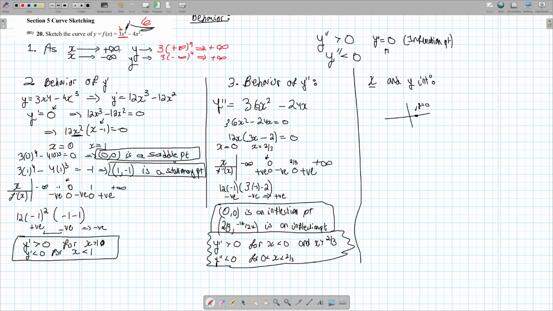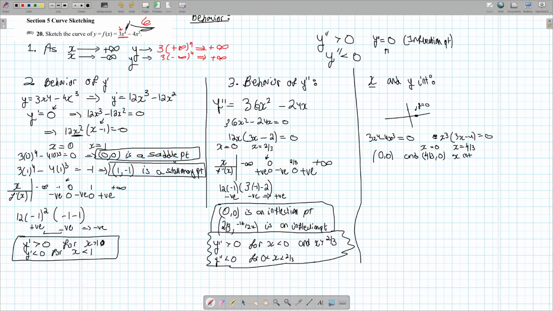Y equals 0. So you take the original y, which is 3x to the power 4, right? Minus 4x cubed. We equate it to 0. How would you solve this? Factor out x cubed. You would have 3x minus 4 equals 0. You get two x-intercepts. X equals 0 and x is equal to 4 over 3. Okay? So we have two x-intercepts. And at the x-intercept, y always equals 0. So you're going to have a point 0, 0, which we already said earlier, and 4 over 3, 0. Both are x-intercepts.